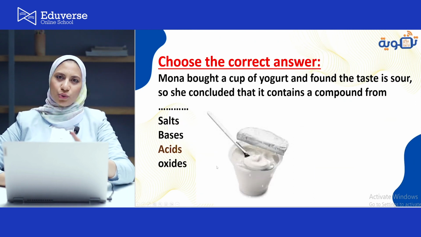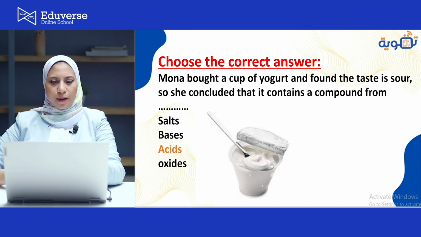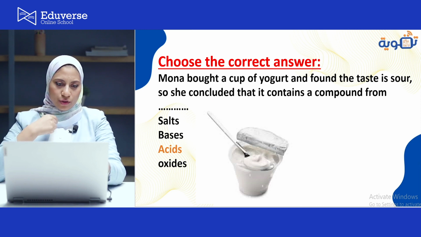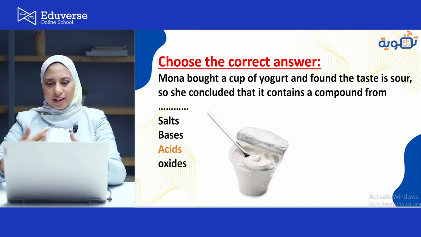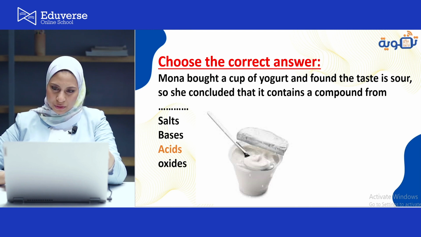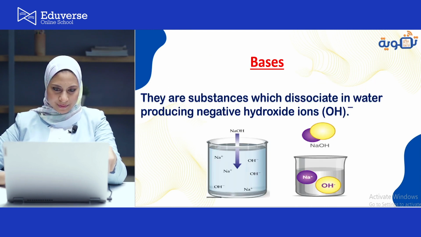Okay, choose. Mona bought a cup of yogurt and found the taste is sour. So she concluded that it contains a compound from salt, bases, acids, or oxides. Excellent, acids, because of the sour taste.